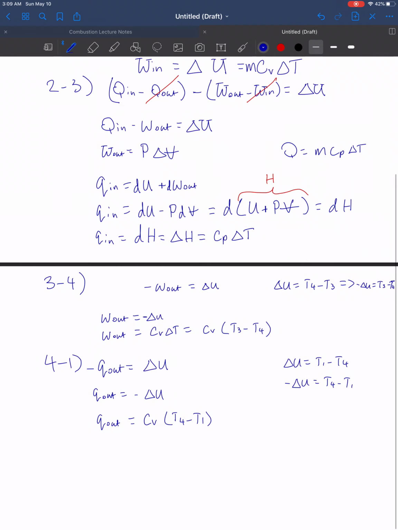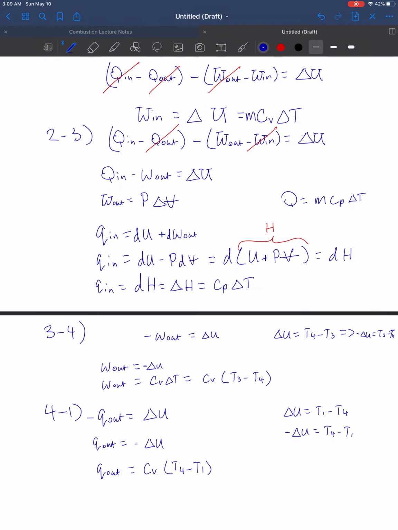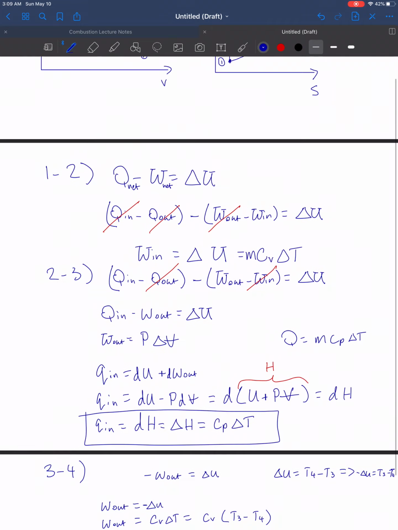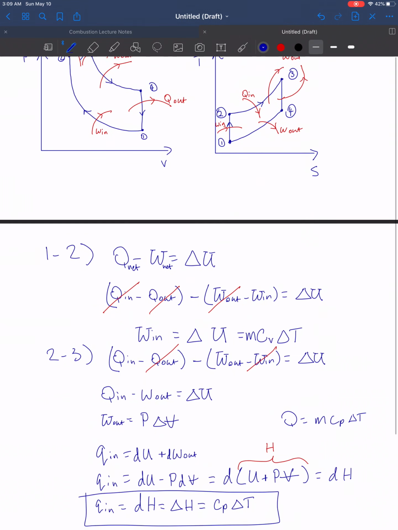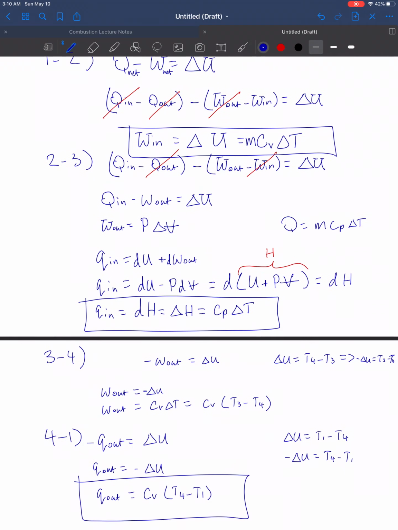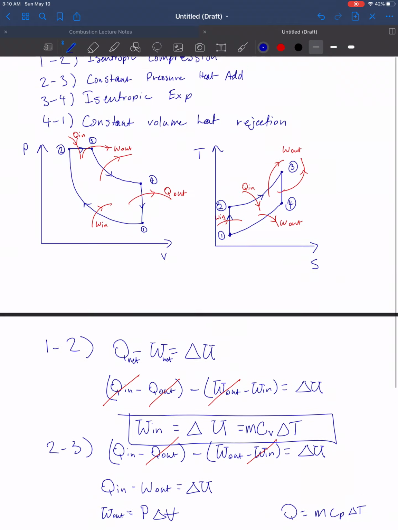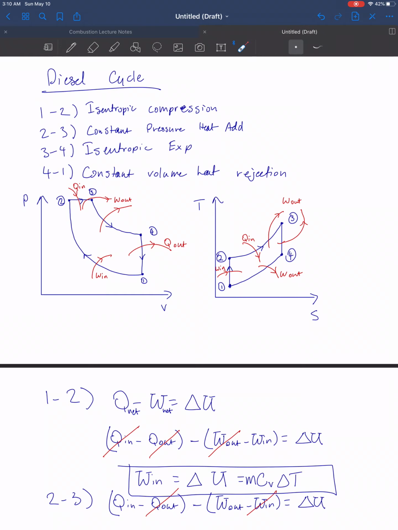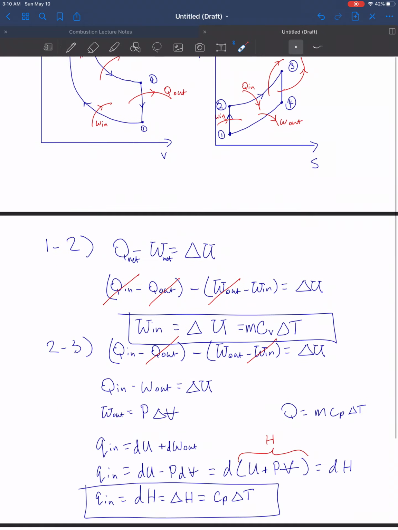Okay? So you end up with what? What do we end up with here? Q in there. Okay, let's start from the beginning. So work in is given by M CV delta T, and I'll just say CV delta T for a specific work, right? Q in for 2 to 3 is given by what? That's CP delta T. And I want us to see that that ends up being our constant pressure, right?